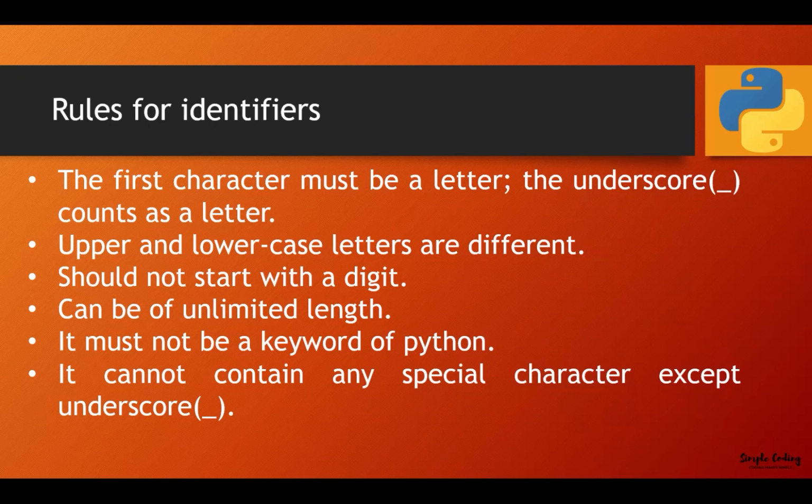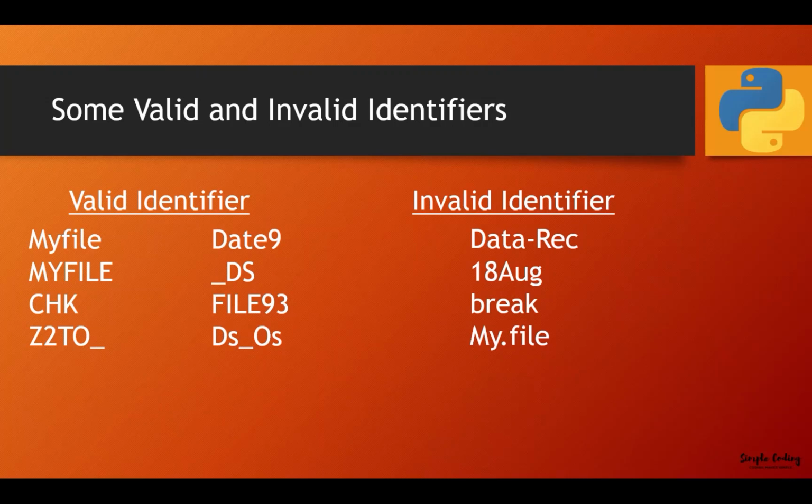These are the rules for identifiers. Number 1 is the first character must be a letter. Number 2 is upper and lowercase letters are different. Number 3 is it should not start with a digit. Number 4 is it can be of unlimited length. Number 5 is it must not be a keyword of Python. Number 6 is it cannot contain any special character except underscore, because underscore counts as a letter. So these are some examples of valid and invalid identifiers.